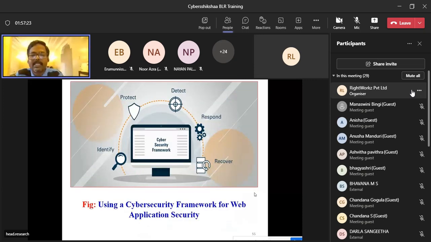Using a cyber security framework for web application security, there are 5 components. First, you need to identify the threats, protect against the threats, detect the threats, respond to the threats, and recover. So that is called using cyber security framework for web application security.